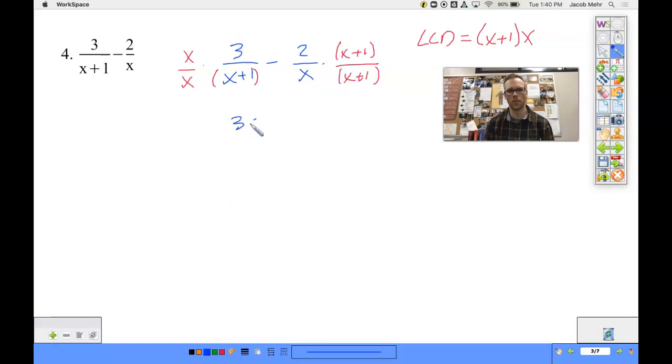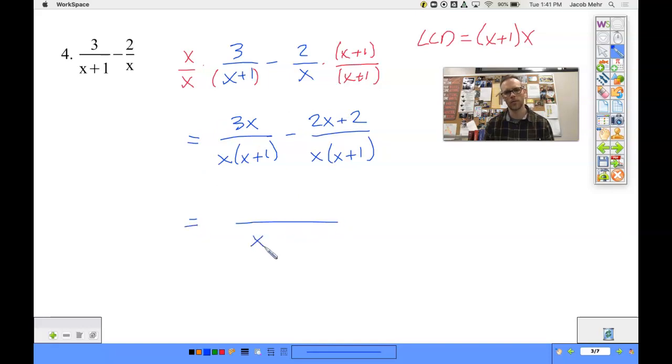So now we have 3x over x times x plus 1. Minus, I'm going to distribute that 2 on the top, 2x plus 2 over x plus 1. That way when I subtract, now I can combine like terms. They have a common denominator of x times x plus 1. Now let's subtract the numerators. 3x minus 2x is 1x. But then remember that we also need to subtract the 2, so it ends up being a minus 2. Think about it as distributing the negative through that numerator. So we end up with x minus 2 over x times x plus 1.